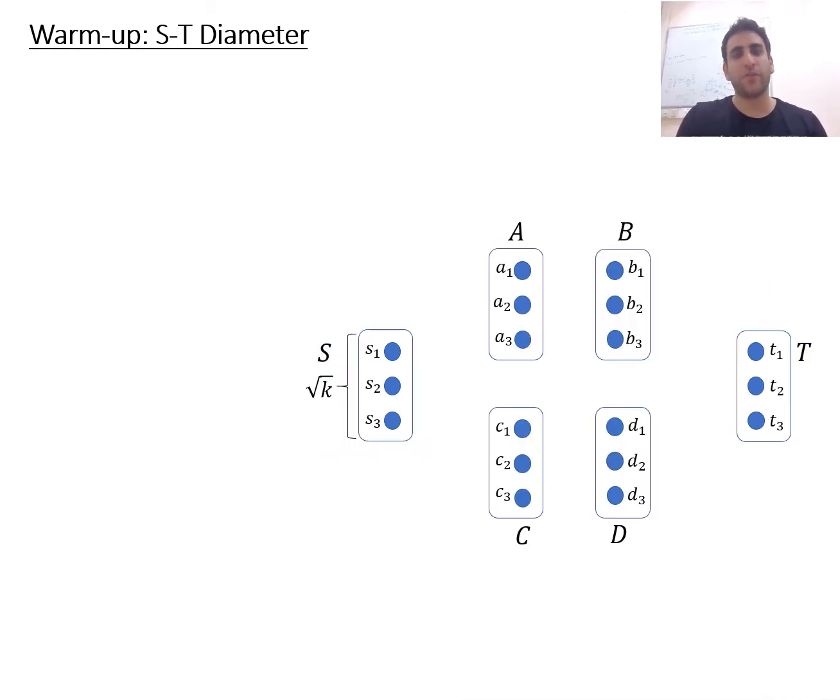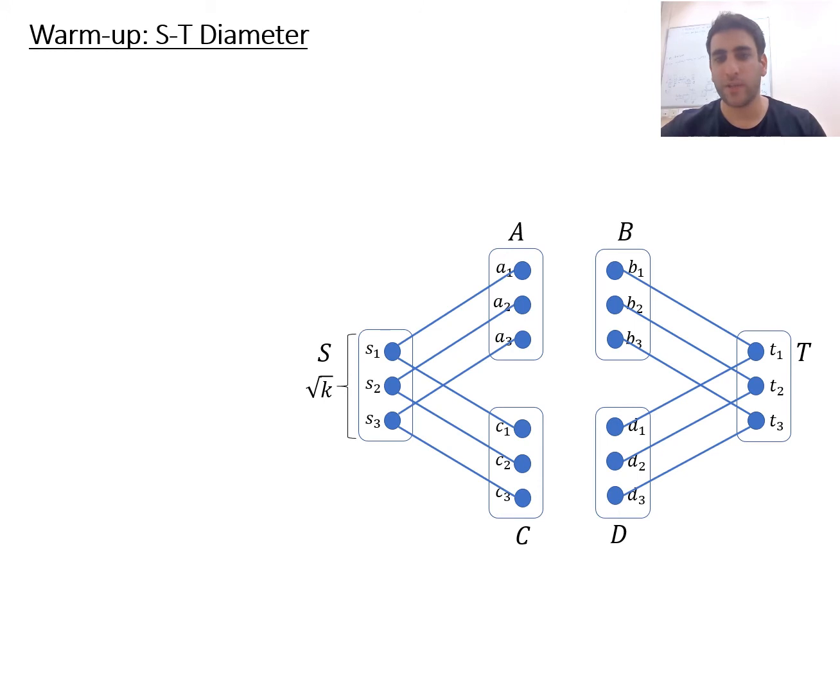The fixed graph construction is as follows. We have 6 sets of nodes, S, A, B, C, D, and T, each of size root k. Think about k as just a parameter of the construction, for now equal to 9. The set S is connected to each of the sets A and B by a matching, and the set T is connected to each of the sets B and D by a matching. So we have 4 total matchings, each of size root k edges.